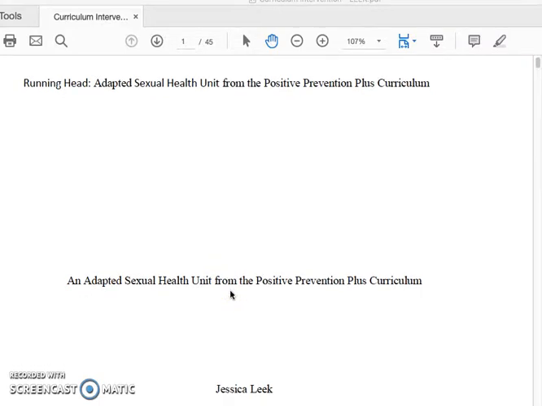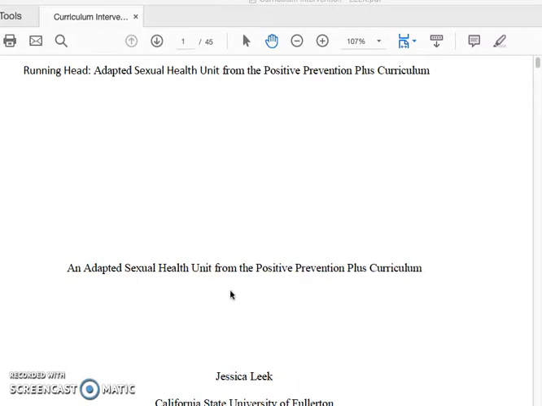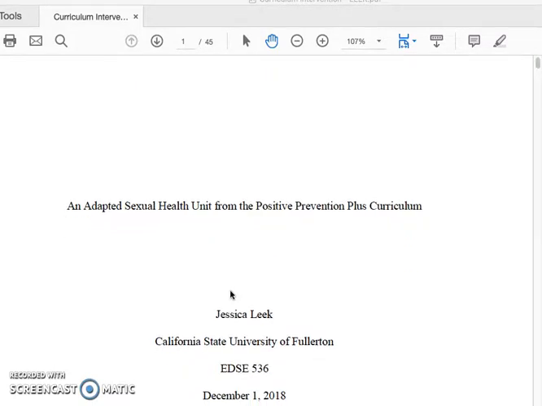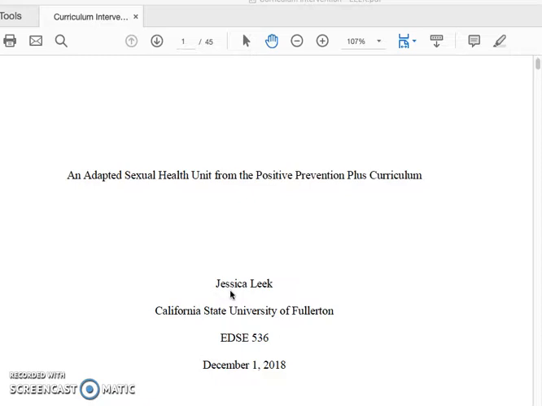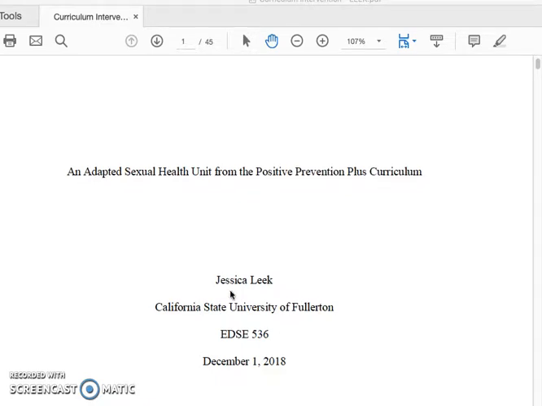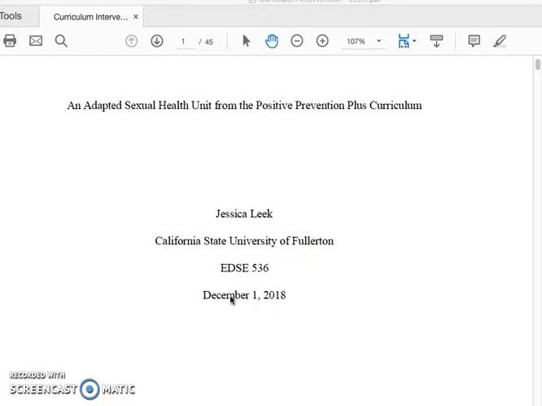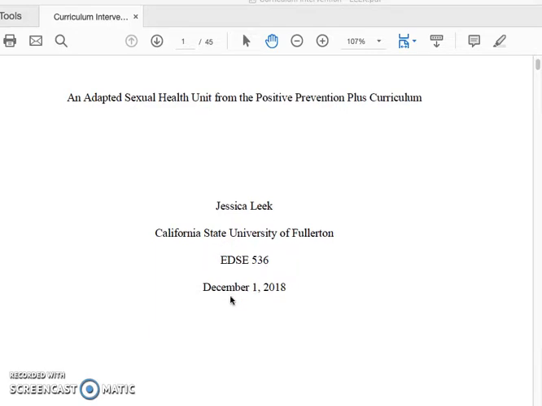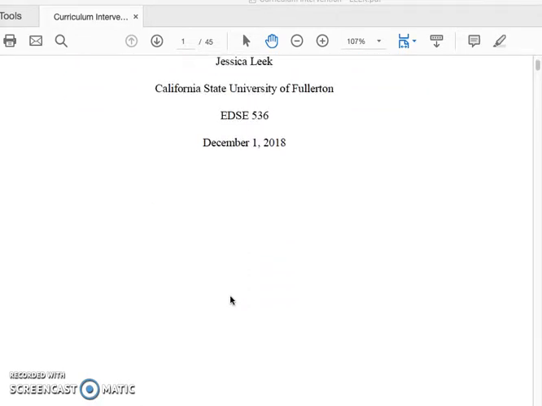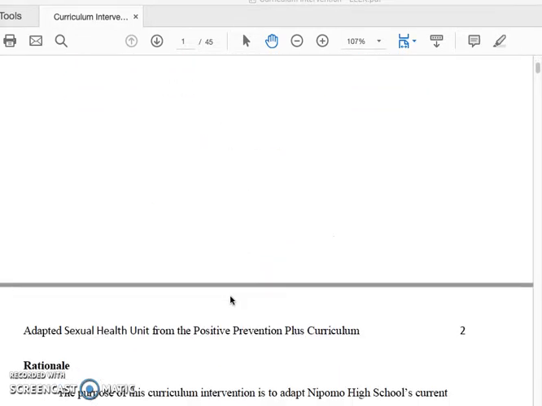Hi, my name is Jessica Leek, and I am doing my intervention on an adapted sexual health unit utilizing the Positive Prevention Plus curriculum. So basically, my school district uses this curriculum already, but we are not following the California framework guidelines for the sex ed unit because we are missing multiple lessons within that unit.